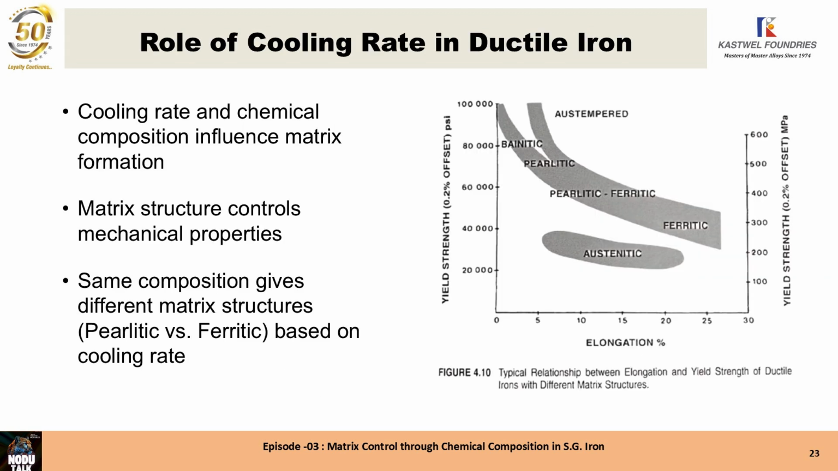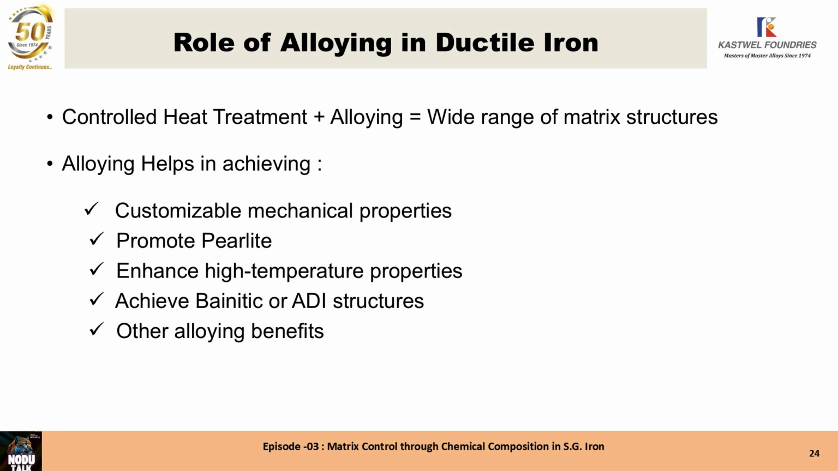The cooling rate and chemical composition influence matrix formation. Matrix structure controls mechanical properties. Same composition gives different matrix structure. We have seen a typical relationship between elongation and yield strength of ductile iron with different matrix structures. The highest yield strength is achievable with fast-tempered ductile iron. Then we have austempered ductile iron. Then we have ferritic, and austenitic. Now we look at the role of alloying in ductile iron.